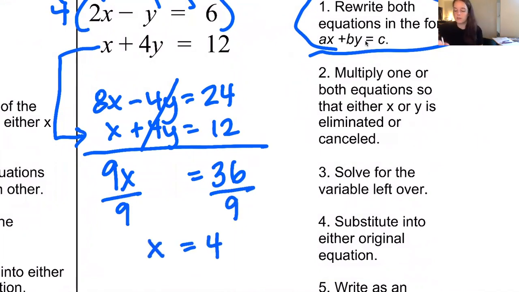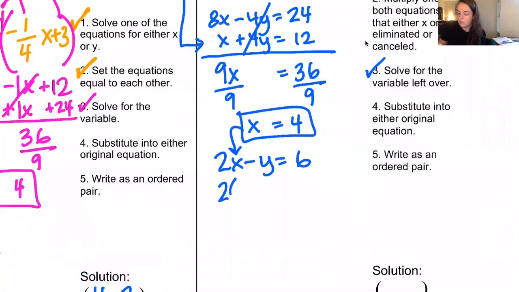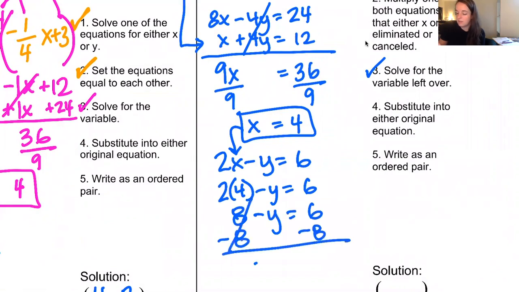Sweet, x equals 4, okay? And then I solve for the variable that's left over. I'm going to substitute into either original equation. I'll just go ahead and do the first one. So 2x minus y equals 6. I'm going to take this and plug it in here. So 2 times 4 minus y equals 6. 8 minus y equals 6. Going to subtract 8 on both sides. Negative y equals negative 2, which would mean y equals positive 2.